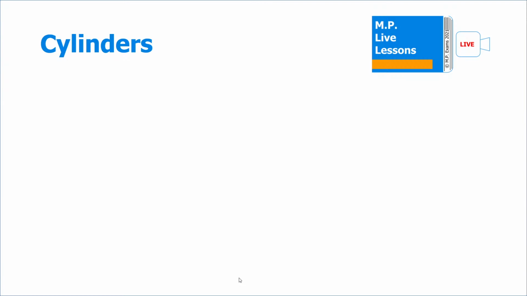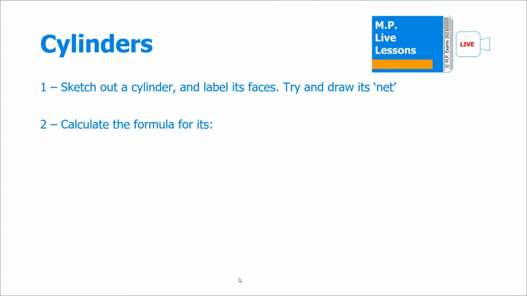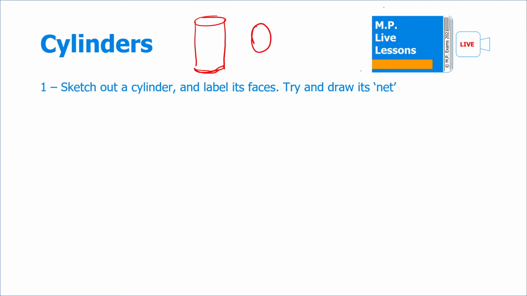Next are cylinders. So let's say we sketch out the cylinder and label its faces. So we'll try and draw its net. So a normal cylinder will look like this. The circle on top, when you extend it down, and it's a circular bit on the bottom. So if we unraveled it, what you'd find is a circle, then a really long, big rectangle that would have wrapped around that circle, and then just another circle at the side.